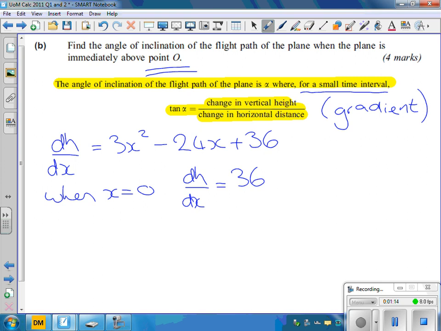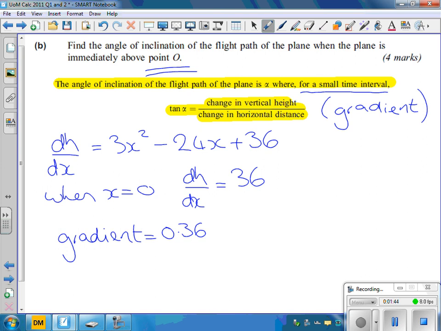Okay, but even then we've still got to think very carefully because h is in meters and x is in hundreds of meters. So actually to get the real life value for the gradient, we really need to divide that through by 100. Okay, now if you didn't spot that, you do still pick up quite a few marks for this question if you use a value of 36. Okay, but there's a lot to think about here.